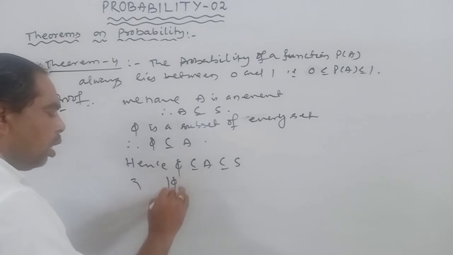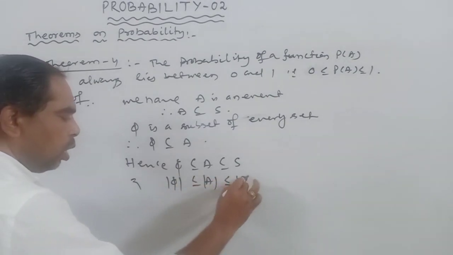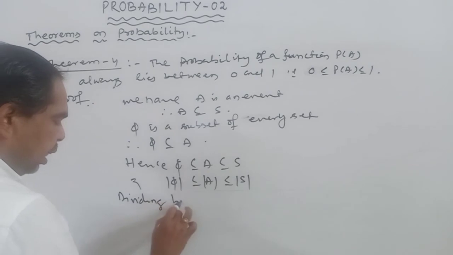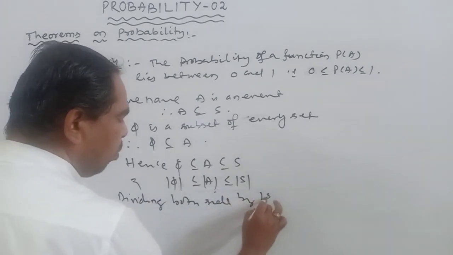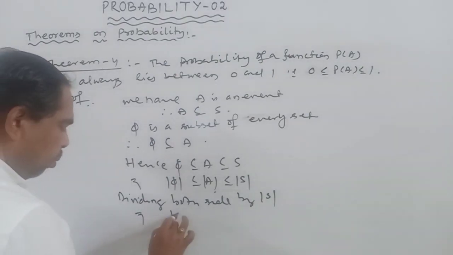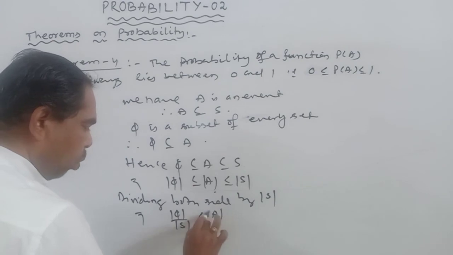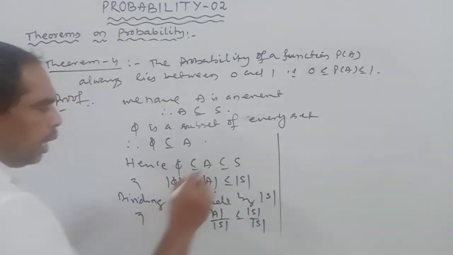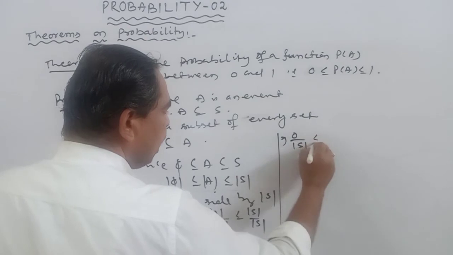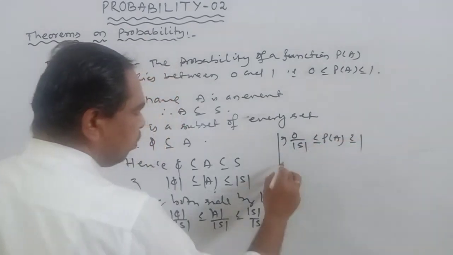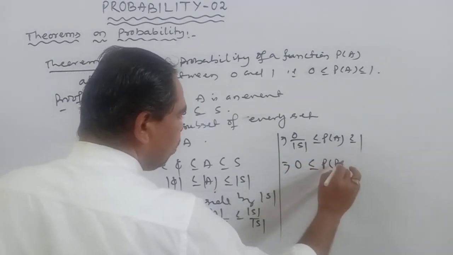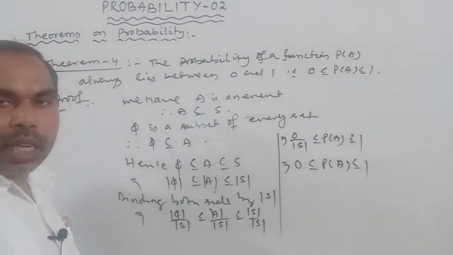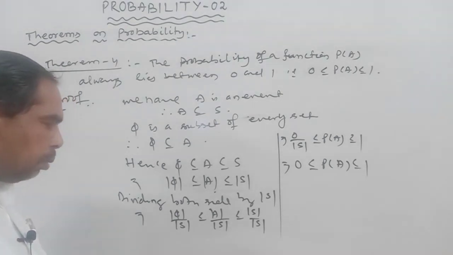So this implies mod of phi is less than or equal to mod of A is less than or equal to mod of S. Dividing both sides by mod S, it becomes mod of phi by mod of S is less than or equal to mod A by mod S is less than or equal to mod S by mod S. Mod phi is 0, and 0 by mod S is 0, so 0 is less than or equal to P of A is less than or equal to 1. So any probability always lies between 0 and 1.